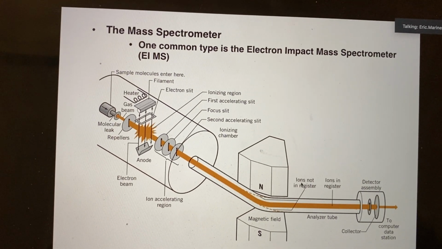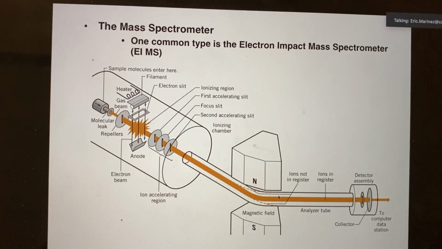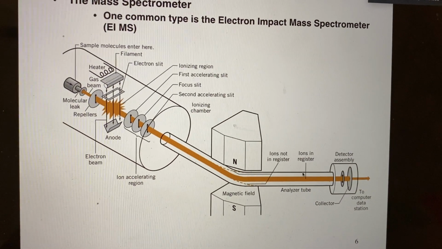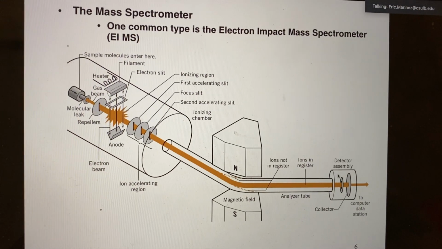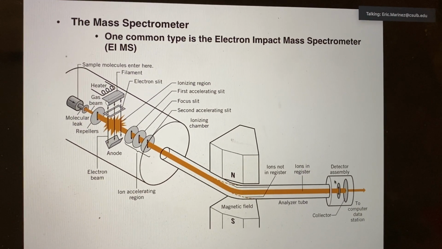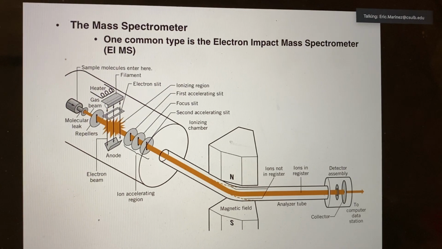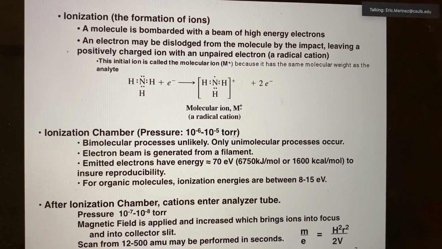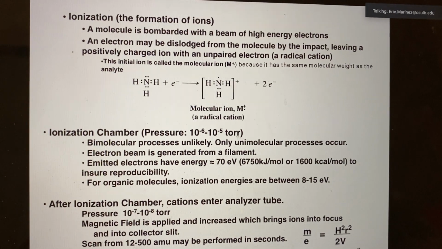So by varying the magnetic field here, we're going to be able to separate the various mass to charges that come out. Okay, and then we have a collector beam that collects it, and then will tell me the relative abundance. Okay, so I'm going to finish off these two slides, and I promise we'll take a break.